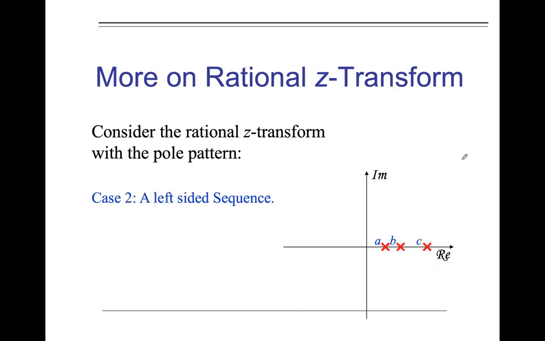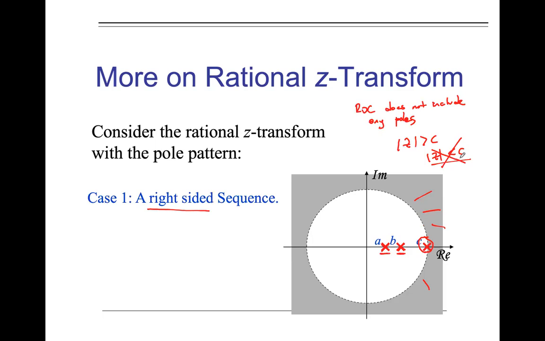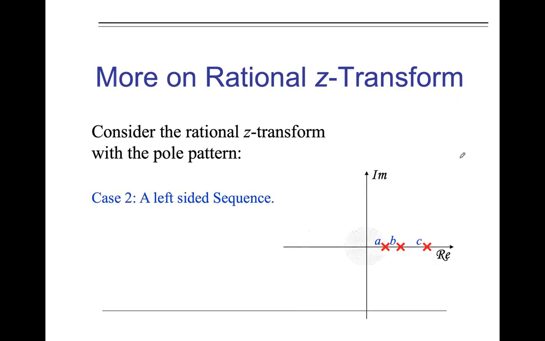So for a left-sided sequence, here is my ROC. Do you understand the difference? If it is a right-sided sequence, the outer part of C is going to be shaded. For the left-sided sequence, the inside of the circle with a radius of A will be shaded.